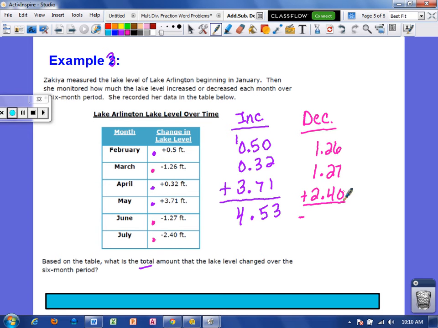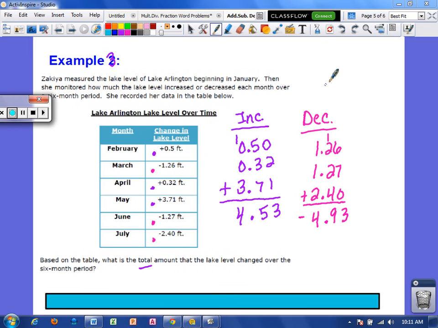So 6 plus 7 is 13. 1 plus 2 is 3, plus 2 is 5, plus 4 is 9. Keep the decimal. 1 plus 1 is 2, plus 2 is 4. So it increased by 4.53 and then decreased by 4.93. So what I want to do now is add these two together.